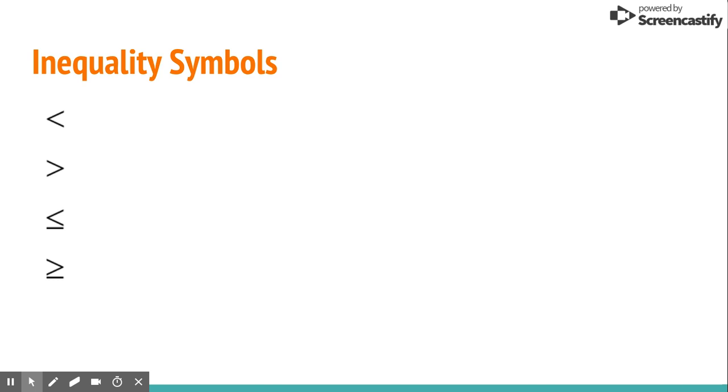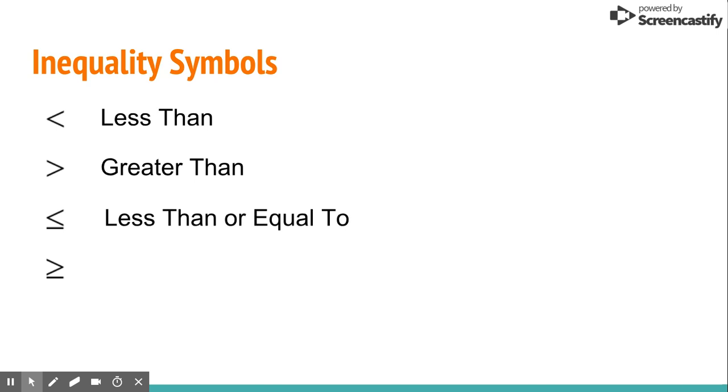So this top one means less than, and then we've got greater than, and then the symbol that is less than and has a bar underneath, that's like half of an equal sign, so that's less than or equal to. And then you've got the greater than symbol on top with an equal bar on the bottom. So that is greater than or equal to.